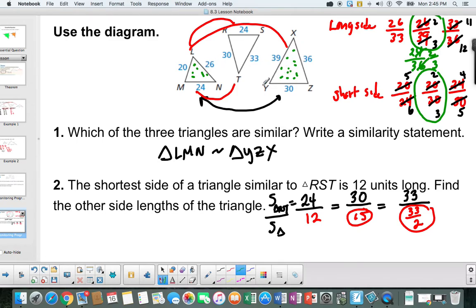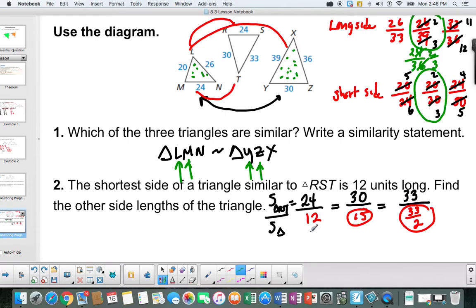Now let's see if we can put the letters in the right order. L is the side between the short and the long. So I look for the angle that's between the short and the long. Here's the short and here's the long. And so L and Y have to go together. Now M is between the short and the medium, so I have to go over here with short and medium, and it goes with Z. Once I get 2 letters in place, the third letter has to go in place.